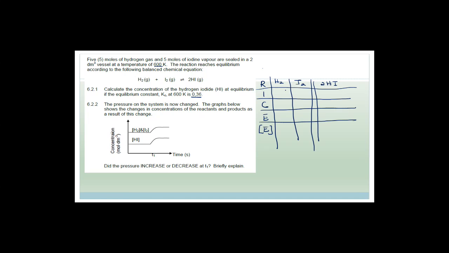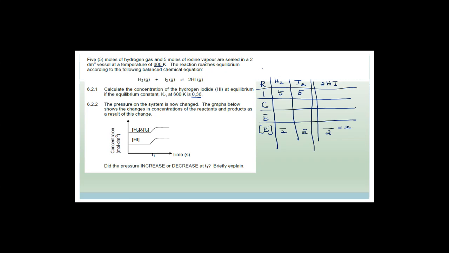They tell us we've got 5 moles of hydrogen and 5 moles of iodine gas sealed in a 2 decimeter cubed container. The reaction reaches equilibrium. Calculate the concentration of the hydrogen iodide. They want the concentration of hydrogen iodide, so let this be x, at equilibrium, if the equilibrium constant Kc is 0.36. So they want this to be x. What else do they tell us? Okay, fine. So that's x.